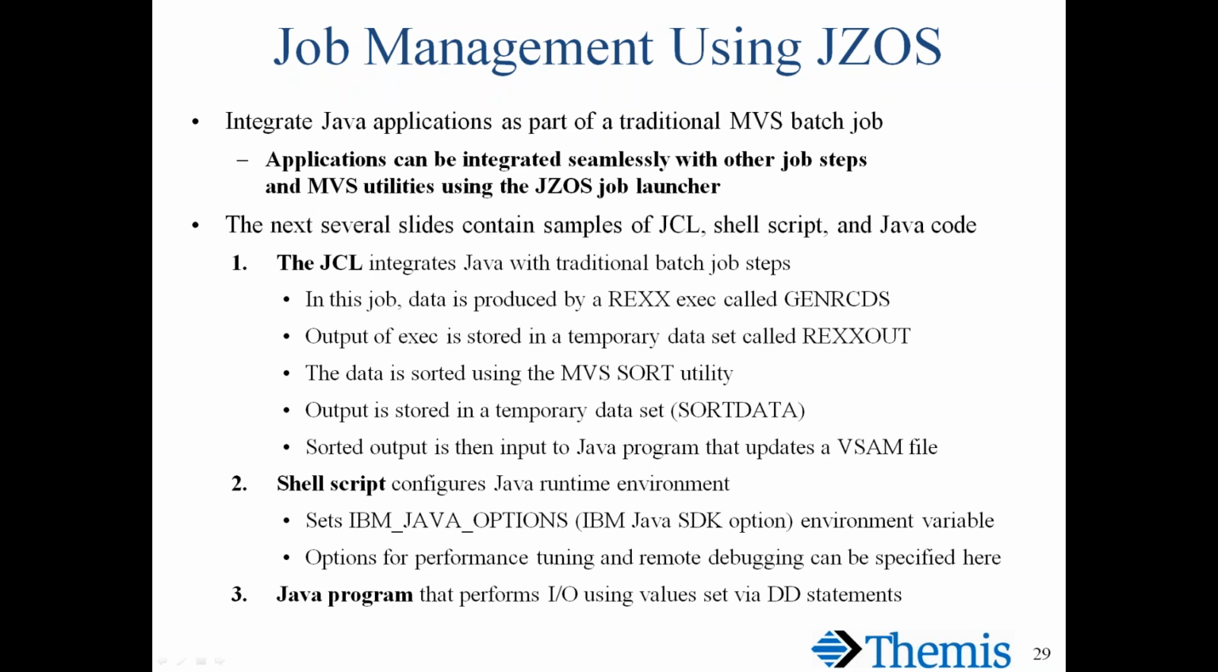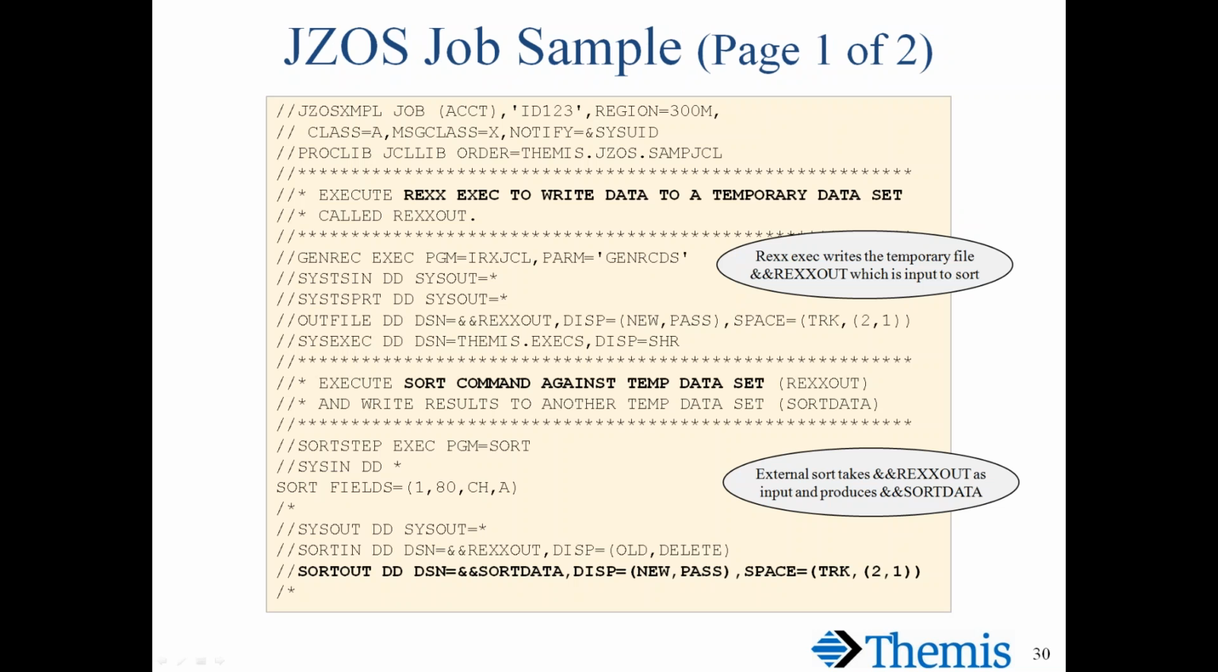What we have over the next several slides are some examples that show some JCL. Job has several steps. There's a rex exec that generates some records and a temporary data set rex out. Then there's a sort step, and the sort out data is then input into Java, which updates a VSAM file. So just a brief look at the whole picture, including number 2, the shell script that would support this approach, and the Java program itself. Again, lots of detail here that we'll just be glossing right over. You have the slides, and of course you can get the full picture from our regular class.